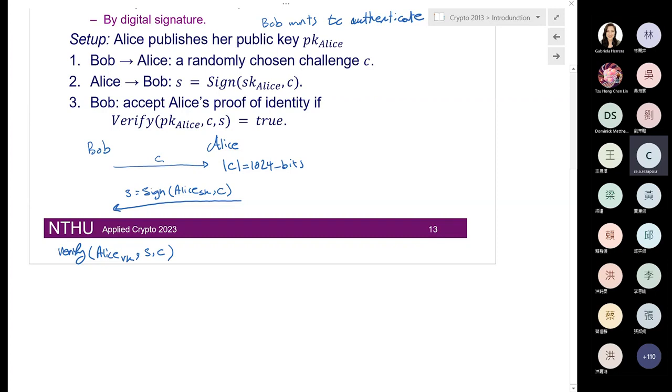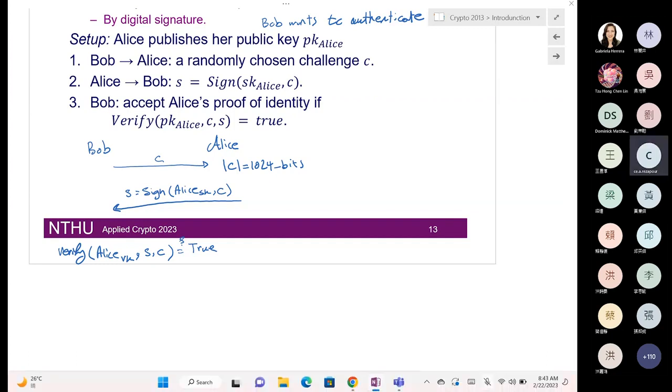And if this is true, then it means that this is Alice that you're talking to. Otherwise, Bob would conclude that, okay, this is not Alice, right? So the question number one, what do you guys think about this algorithm? So the way that we authenticate Alice, right? Do you think this is a good way?